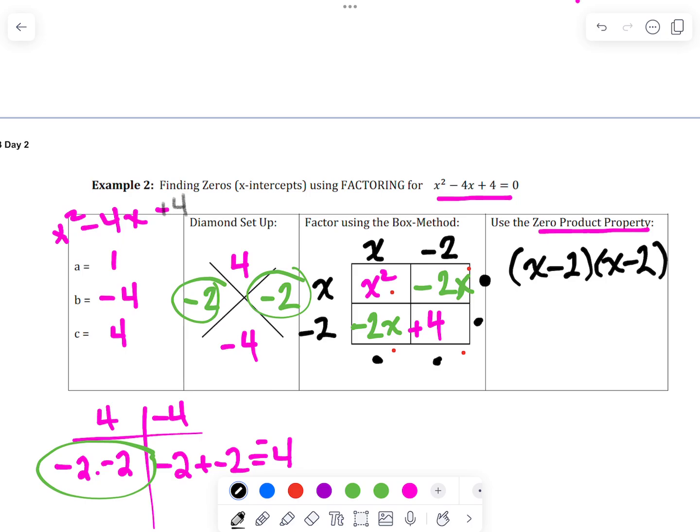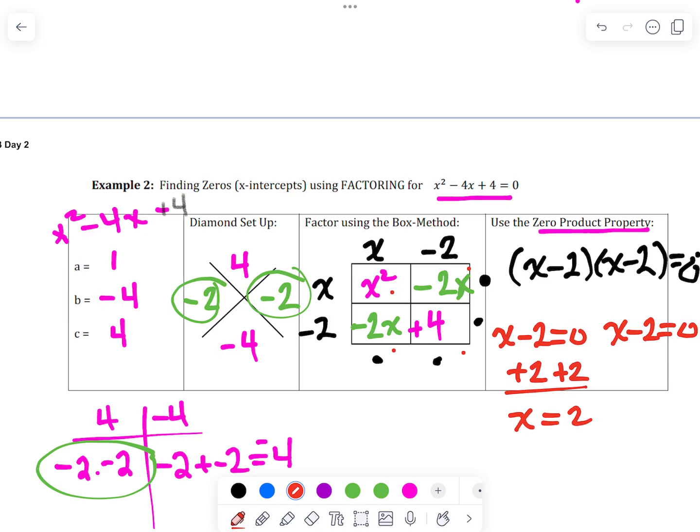Now we're going to find the zeros of the function using our zero product property. So we set it as an equation. We set those factors equal to 0 and solve for x. So x minus 2 equals 0, x minus 2 equals 0. And then we solve them. Add 2 to both sides. X equals 2. Notice you're going to get the same answer there. So we call this a repeated zero.